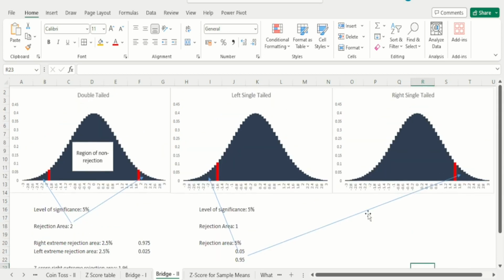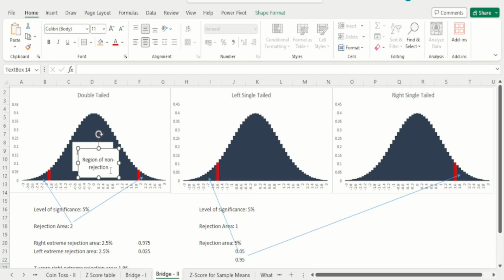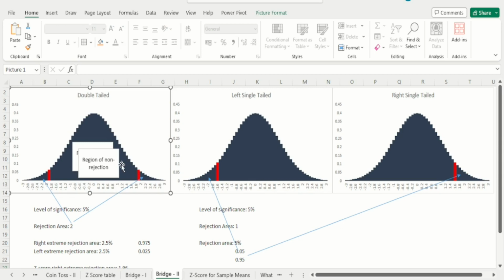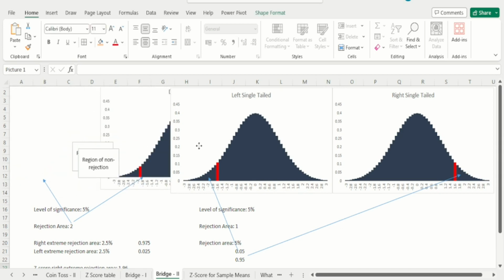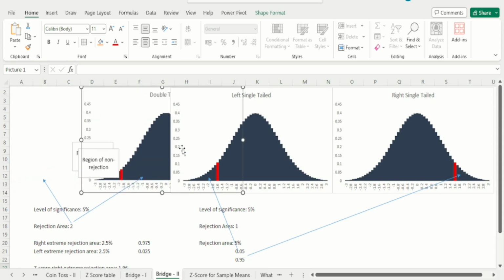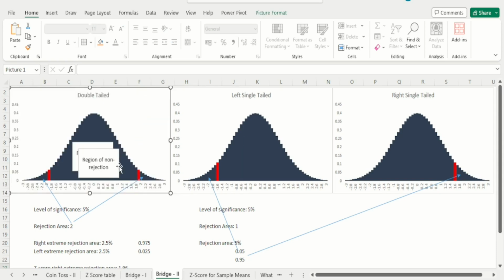Also, correspondingly, bear in mind, if you're doing a left-tailed test and your z-score is greater than -1.64, so it's basically this central area, right? Then we say that we failed to reject the null. Remember, we will not say that we accept the null hypothesis. We will say that we failed to reject the null hypothesis, right?